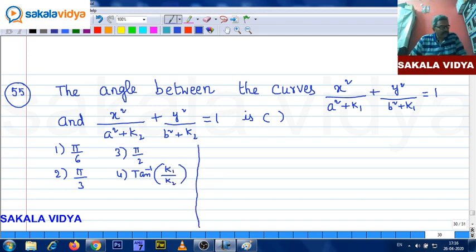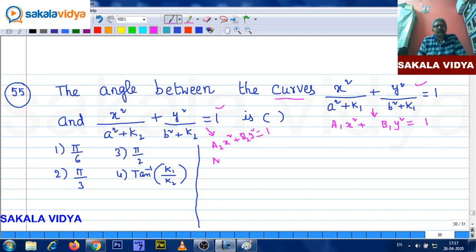Okay. So now, for example, say the angle between the curves we need to find out, this curve and this curve. You write it down like this, comparing with this: a1 x square plus b1 y square equals 1. You compare this equation to a2 x square plus b2 y square equals 1.